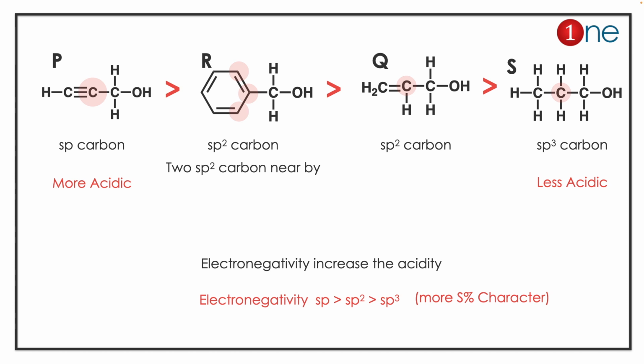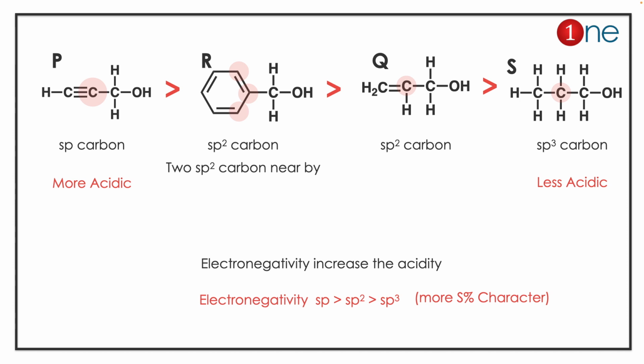So if you look at the order, P comes first because of the triple bond, sp carbon, more acidic. Then comes R because it has 2 alkene bonds near to each other in benzene, so it comes second. Third one is Q, which is sp2 hybridization, so it comes third. Then S is sp3 carbon, it's the least acidic among them.